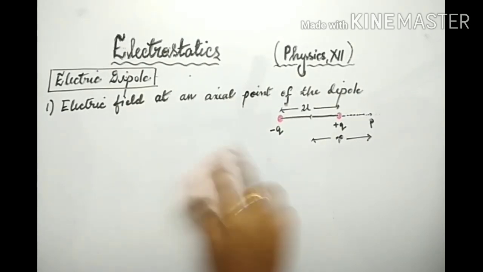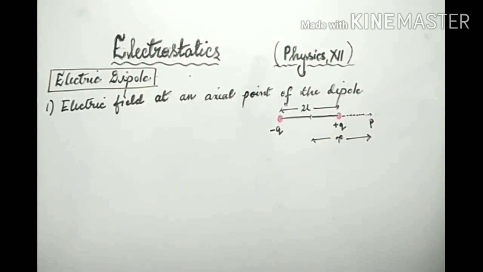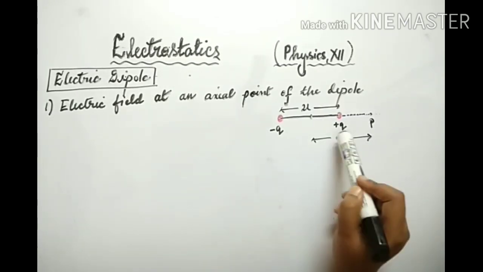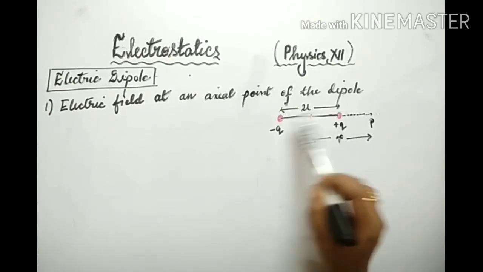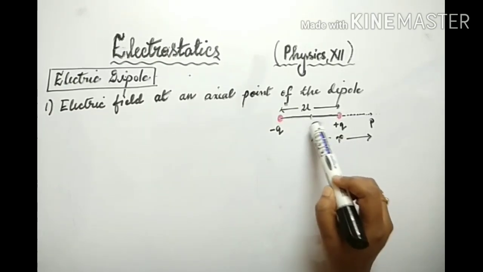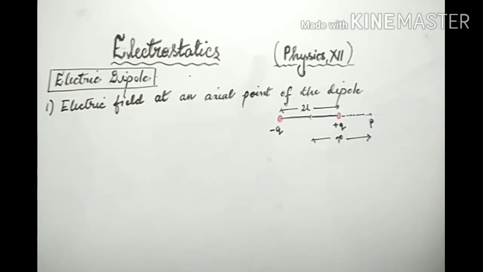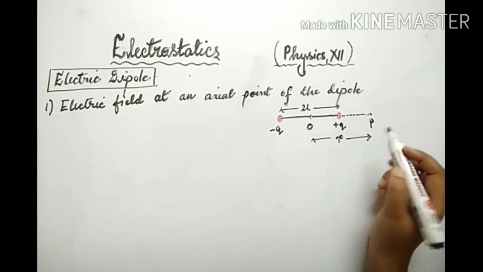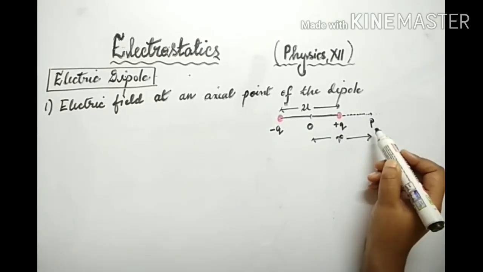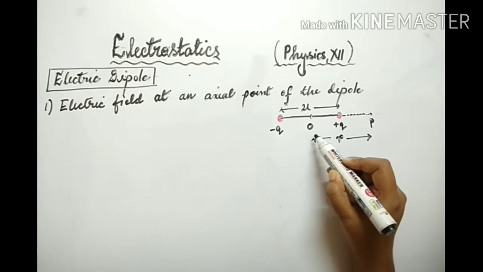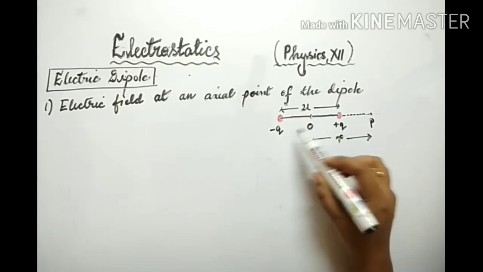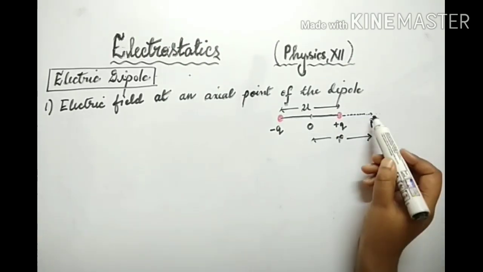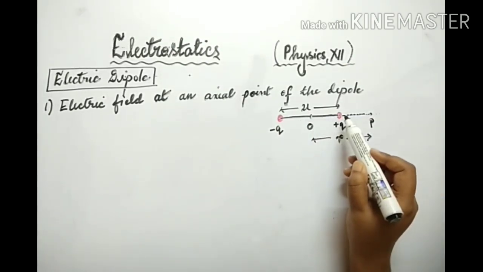So now let us begin with electric field at an axial point of the dipole. Here we have taken two charges, one is minus q, another is plus q, and these two are at a distance 2l, and let us mark the midpoint of this. Suppose it is O. Now we have taken a point P which is at a distance r from the midpoint of the dipole. You always have to take the distance from the midpoint of a dipole. And this point P we have taken on the axial line of the dipole.